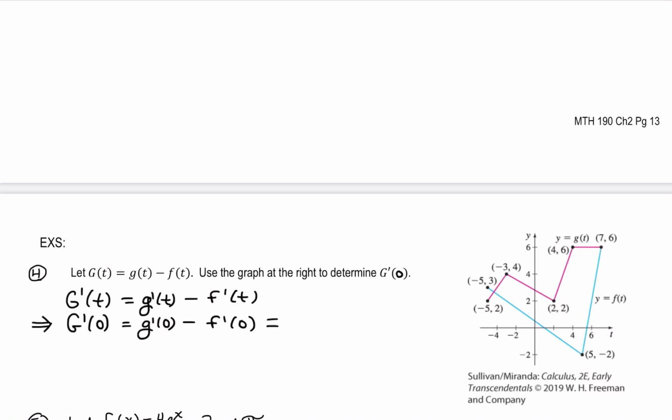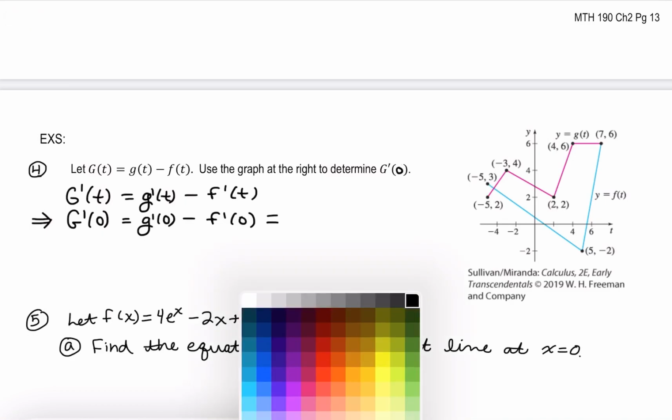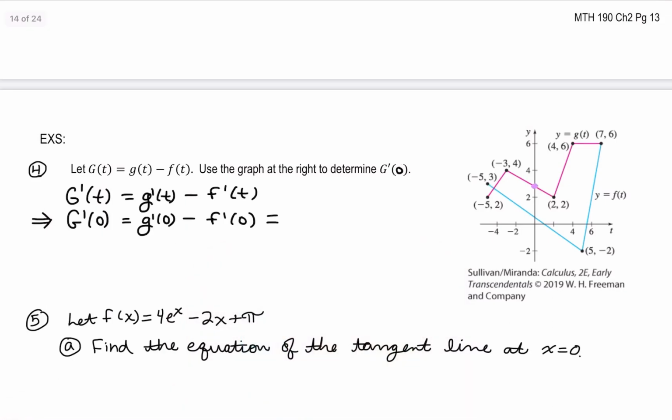Okay, let's take a look at 0 and see if we can figure out what g prime is going to be. So g is the pink function there. Looking at that pink function, we need to figure out what its slope is at 0. But it's in a portion that is linear. So if I'm looking at this line segment right here, its slope is just the change in y, as long as I have 2 points on the line, over the change in x.